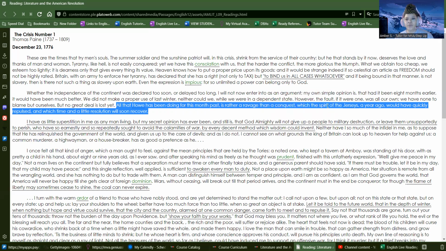And then he says, which the spirit of the Jersey, so this is referring to New Jersey. Up until 1702, New Jersey was East Jersey and West Jersey. So they're giving you the history of that. This is just what they're referred to because they used to be two separate colonies.